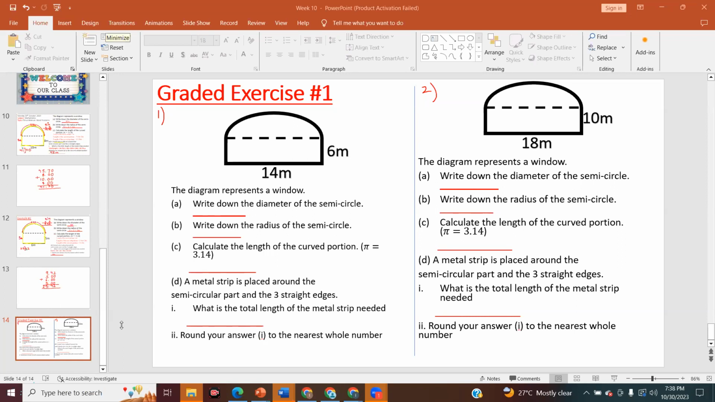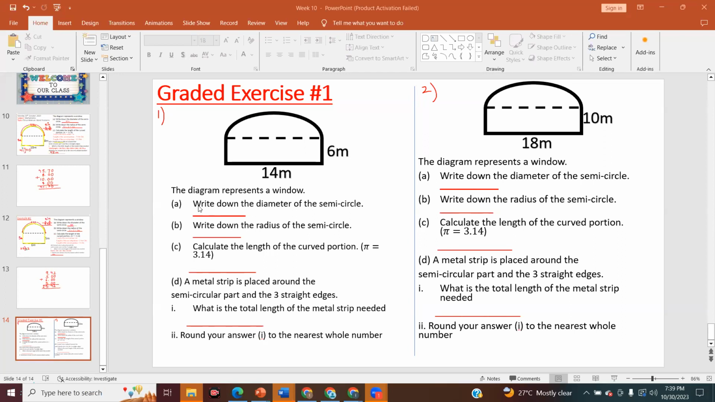Aaron Claire, where's Aaron? Ajani, are you finished? No, sir. What number are you on, Ajani? Number 2C. All right, make sure you take a picture of your work and send it to me via WhatsApp. Again, take a picture of your work and send it to me via WhatsApp once you are done with it.